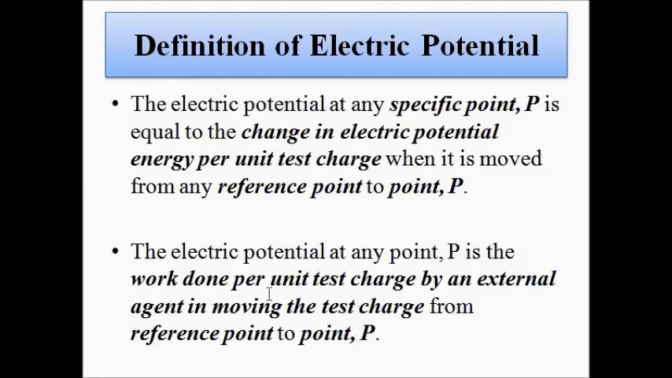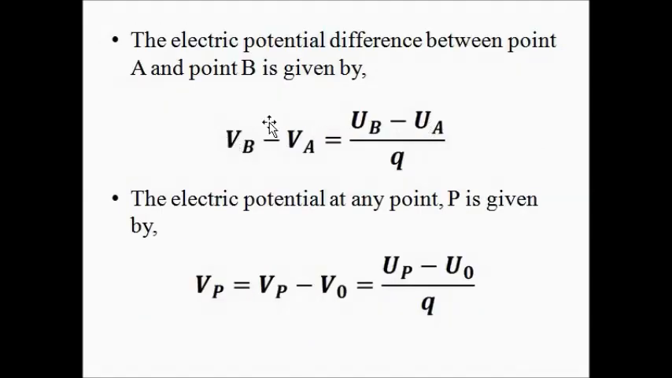We know that the electric potential energy is the negative of the work done to move a test charge in the electric field. So there are two ways to write the definition of the electric potential. You can note them down. But always remember this expression.